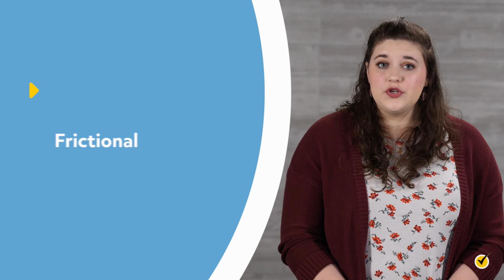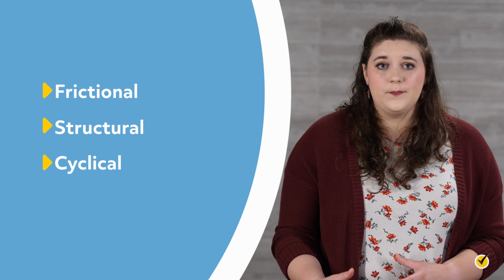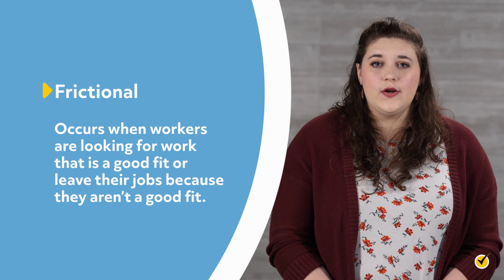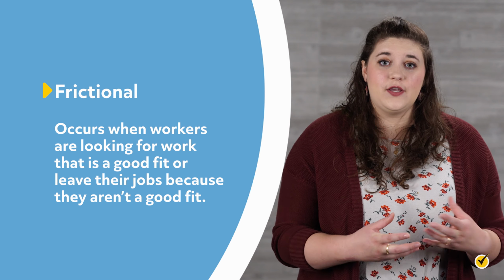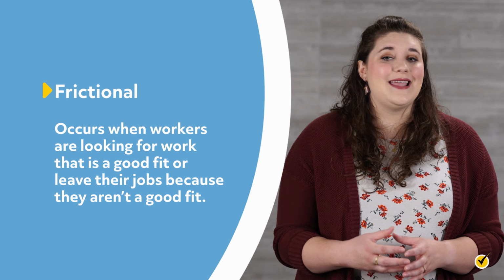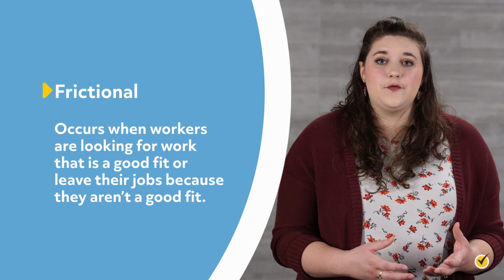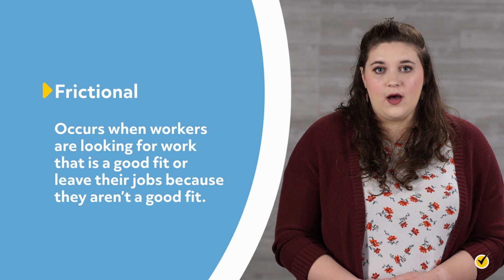Please note that economists do not ever expect the unemployment rate to be zero. Why not? There are different reasons to be unemployed. Economists usually group unemployment into three categories: frictional, structural, and cyclical. Frictional unemployment occurs when workers are looking for work that is a good fit or leave their jobs because they aren't a good fit. These types of readjustments are natural in a market economy.